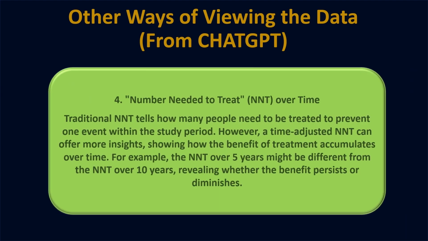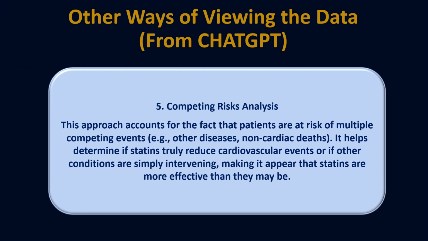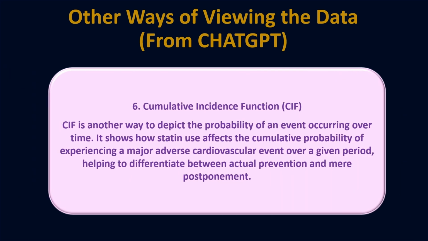Another one, number needed to treat over time, basically a way to properly extrapolate over time, or at least observe the effect of time on the number needed to treat. Competing risk analysis. In these cases, a competing risk may kill someone, so statins could get the credit for avoiding an event when maybe it just postponed it long enough for fate to intervene in another way. Person didn't die of a heart attack that they might otherwise have had, but they died of something else. And then finally, there's cumulative incidence function is another way to extract prevention versus postponement.